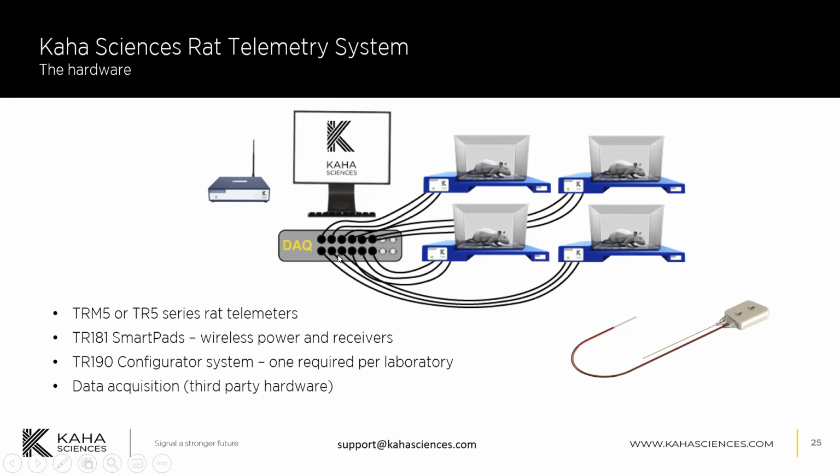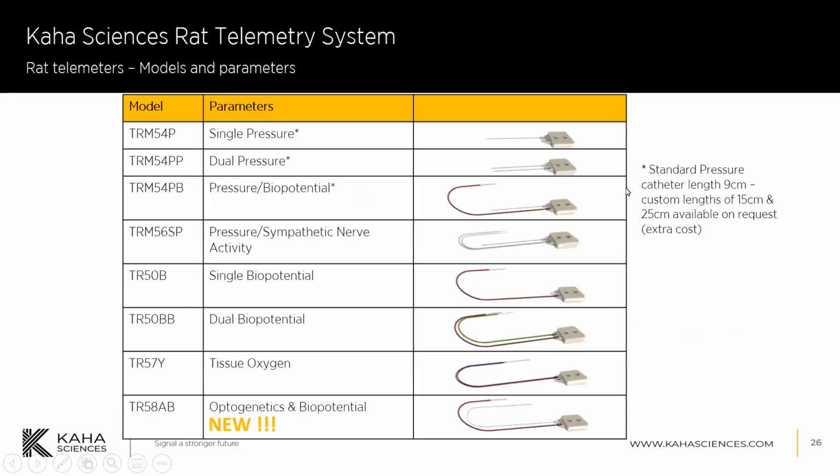And our data acquisition system is very flexible. It can be any data acquisition system that takes in an analog input as the signal. And then the third part of the system is what we call a configurator system. It's software in this hardware box that is used to control the system. You only need one of those per laboratory, whereas you need a smart pad per telemeter, or per rat cage that you're recording from.